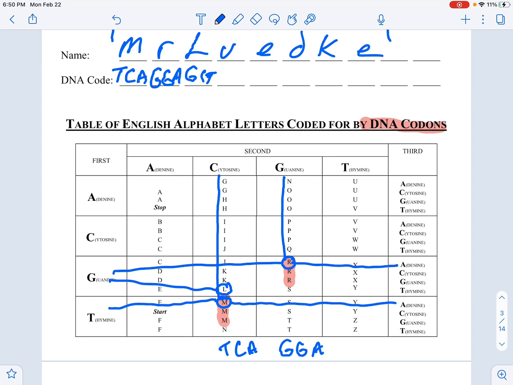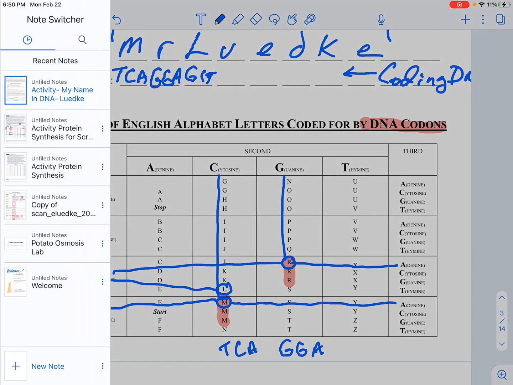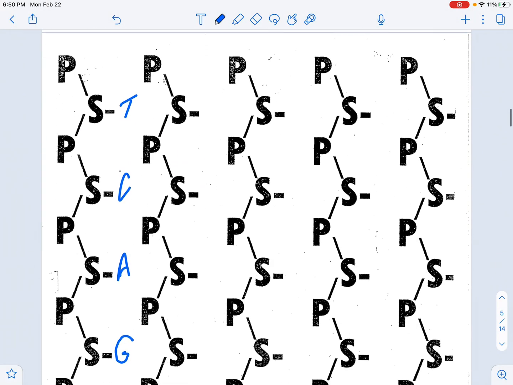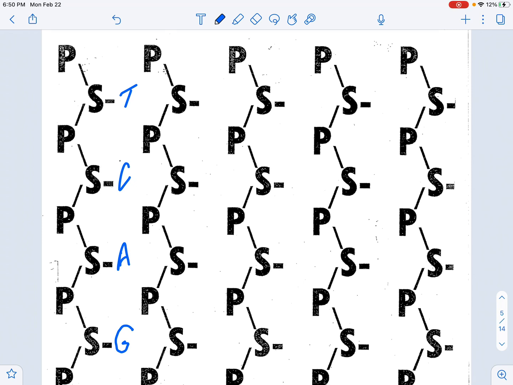Okay. So now that you've got your code figured out, what you need to realize is that what you determined here is the coding DNA strand. That's what that sequence is right there. Now when you go to actually build your DNA molecule, you're going to have these sugar phosphate backbones in the room, and they should be green. Most of the time we photocopy them as green.